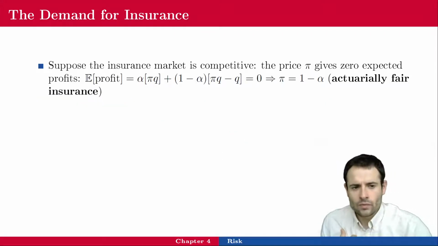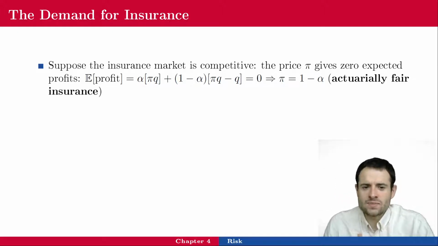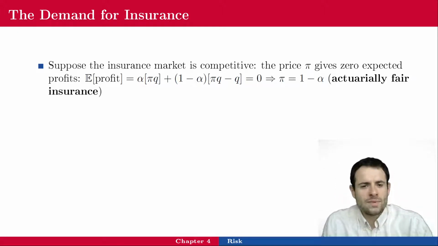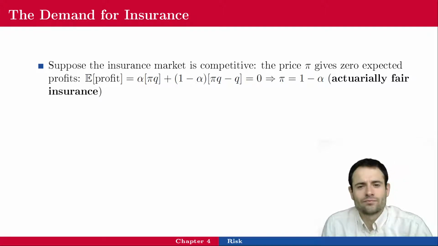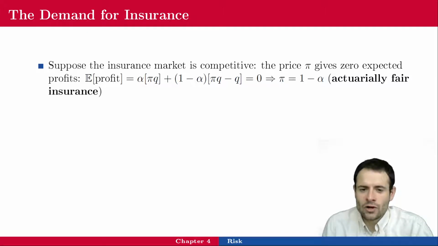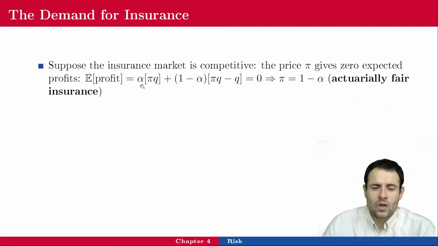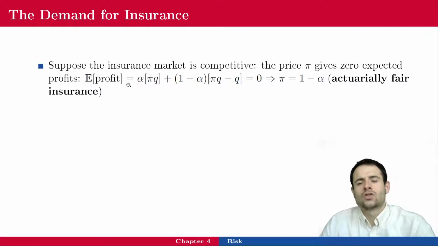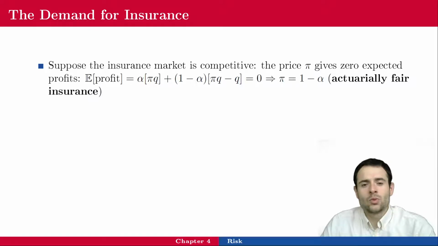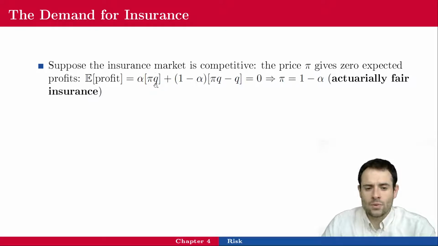To make things simple, we are going to assume that the insurance market is competitive. What does that mean? It means that expected profits will be equal to 0. So the expected profit for the insurance company is going to be the following. With probability alpha, nothing happens. So the insurance company does not need to give any money to the consumer, but it receives the premium. The total premium will be pi times Q.